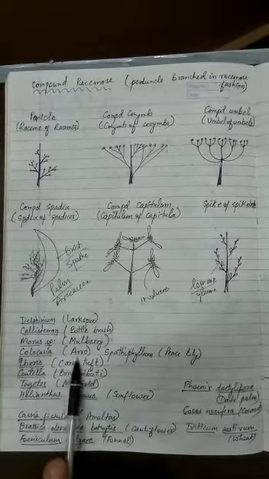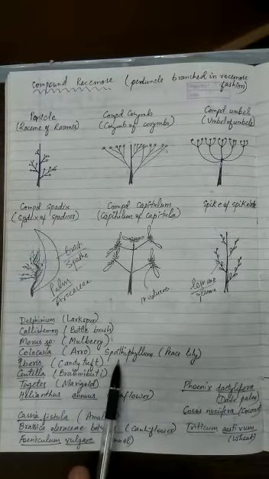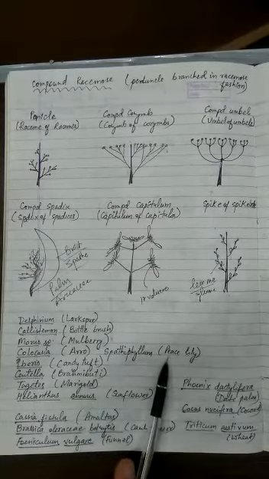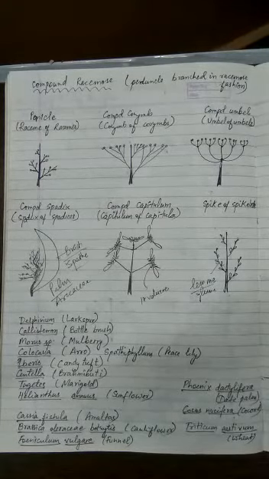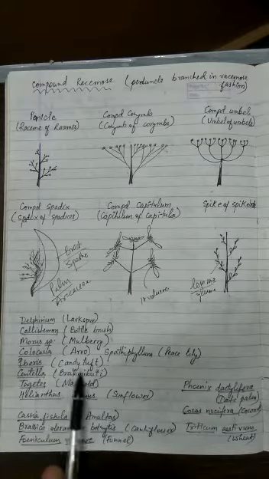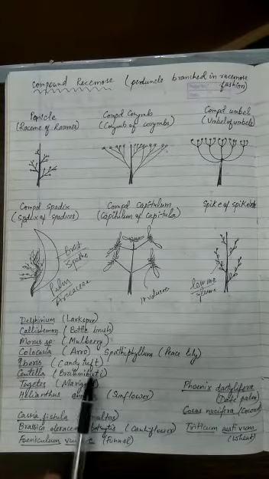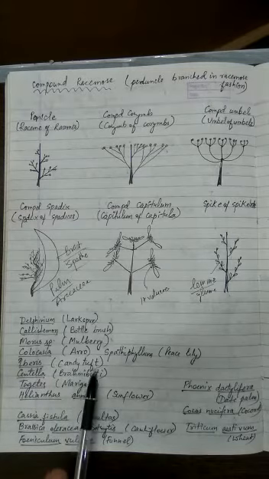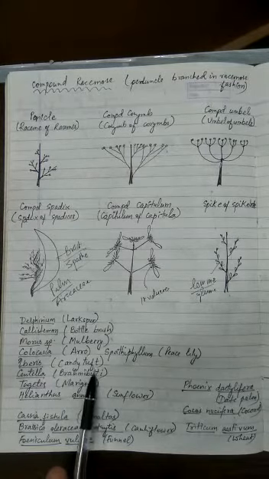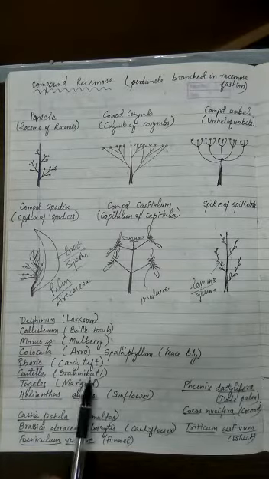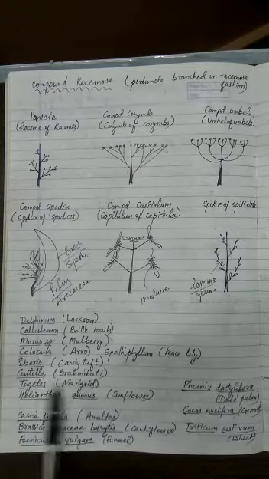Then Colocasia is arvi. Spathiphyllum is peace lily. These are examples of the spadix type of inflorescence. Iberis is the candytuft. I told this name even in the last class. Iberis is candytuft, and it is an example of corymb type of inflorescence. Centella is Brahmi booti. I have told about that in the last class also. This is an example of umbel type of inflorescence.